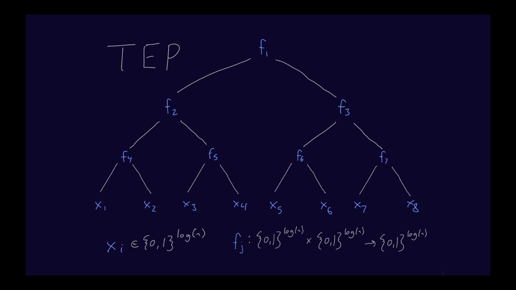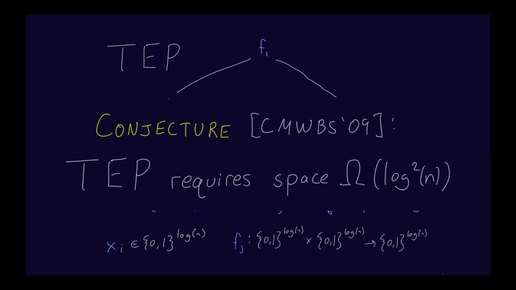Tree evaluation. Cook et al. conjectured that any optimal algorithm for tree evaluation would have to remember log n values, that is, one for each layer of the tree, of log n bits each, giving us log squared n space in total.